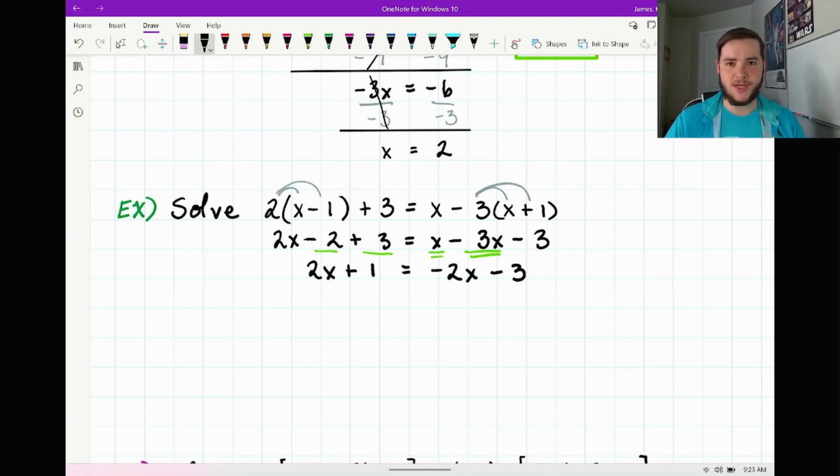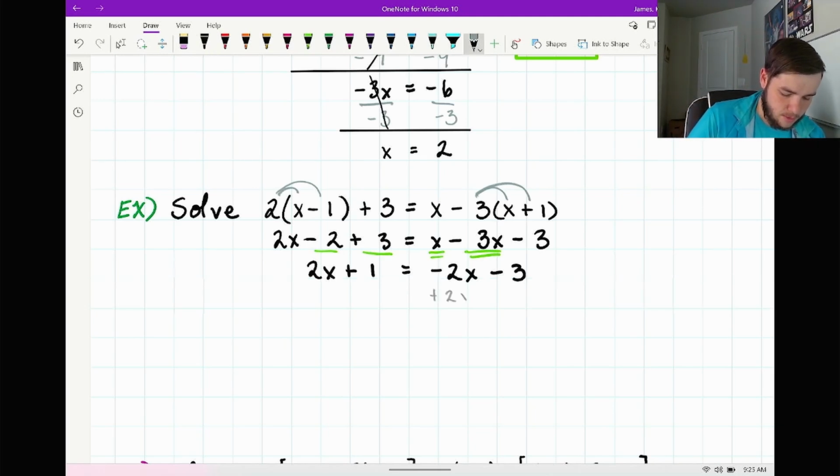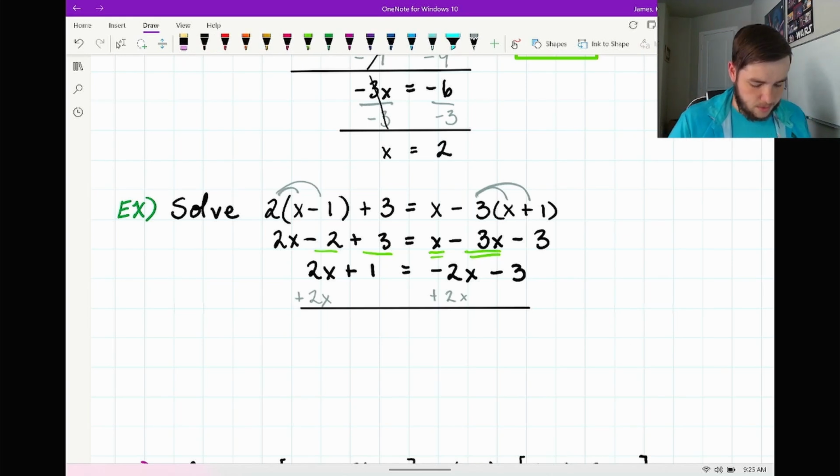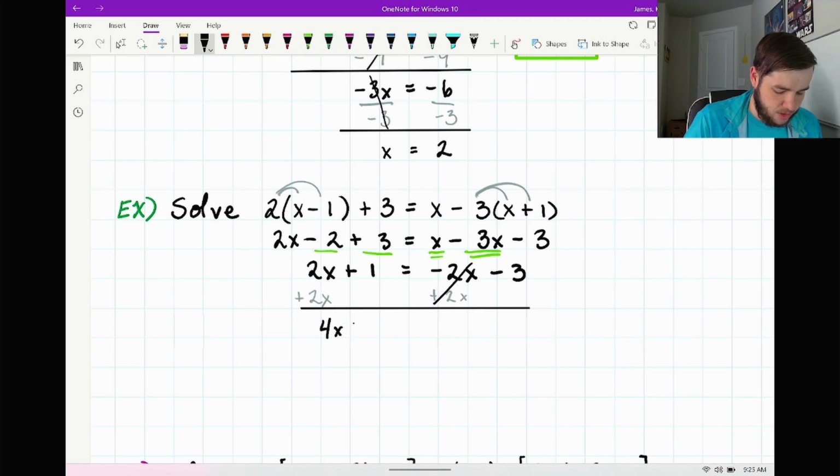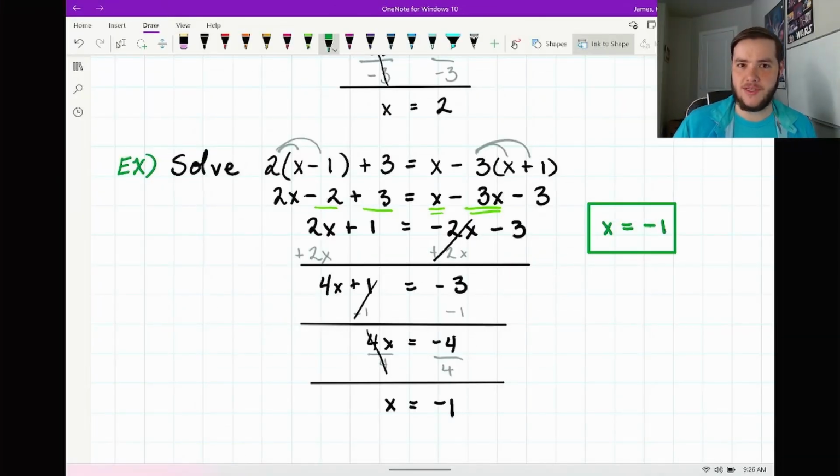Well, I've got a negative 2x over here. And remember how I can use the same operation on both sides of the equation without changing its solution set? Well, let me add the 2x over to the other side. That's going to cancel out my 2x on the right-hand side and leave me with 4x plus 1 equals negative 3. And this is a problem we've already seen how to solve. Go ahead and pause the video here to see if you can finish this one off for me. X equals negative 1 is the final solution to this problem.